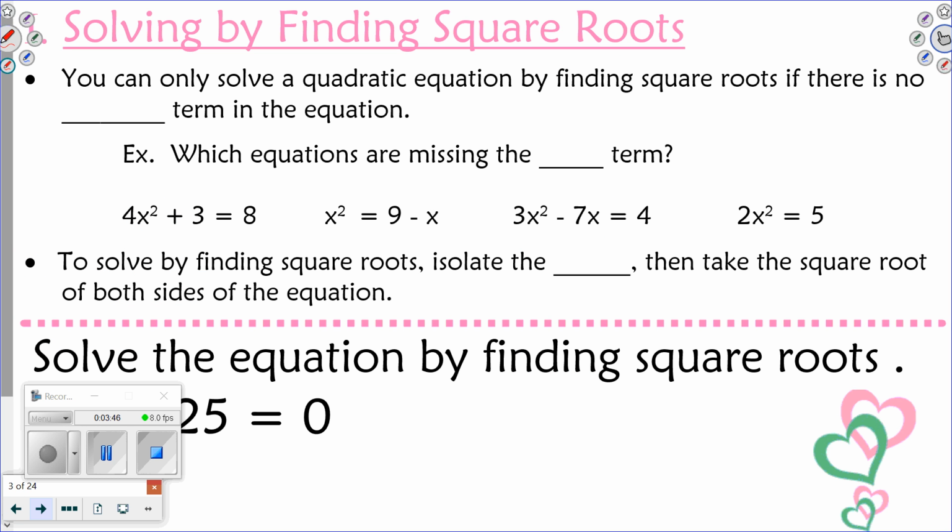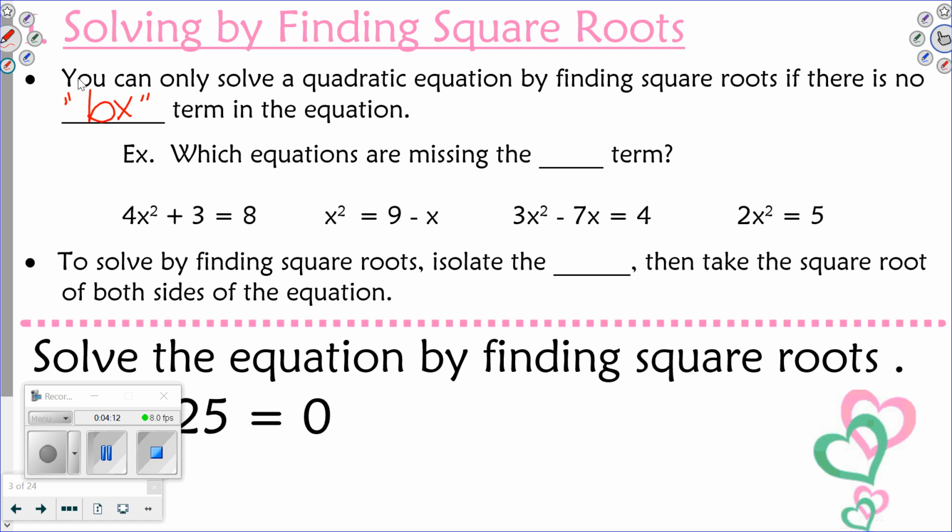There we go. All right, so solving by finding the square roots. You can only solve a quadratic equation by finding square roots if there is no bx term in the equation. So we need to be missing the bx term, right? Because remember, it's ax squared plus bx plus c equals 0. You need to be missing that plain x term.